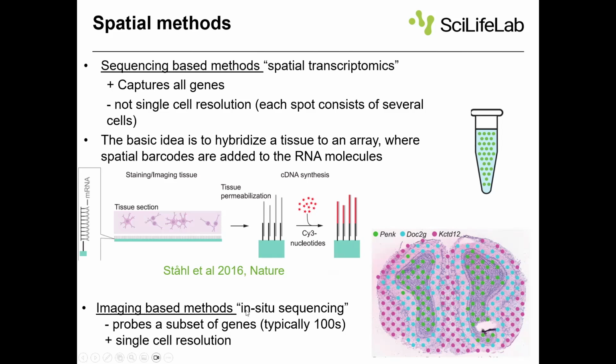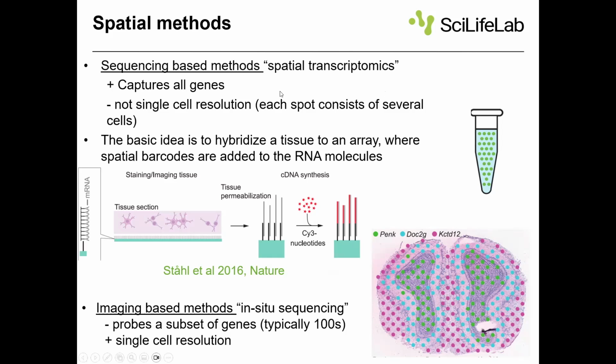And then you have these imaging-based methods where the readout is by microscopy. You have to select a subset of genes you're looking at, but instead you get much higher resolution. You can know exactly which cell each transcript came from because you see it in the microscope. And sometimes you can even get subcellular resolution. I will mostly talk about the sequencing-based methods, the spatial transcriptomics.